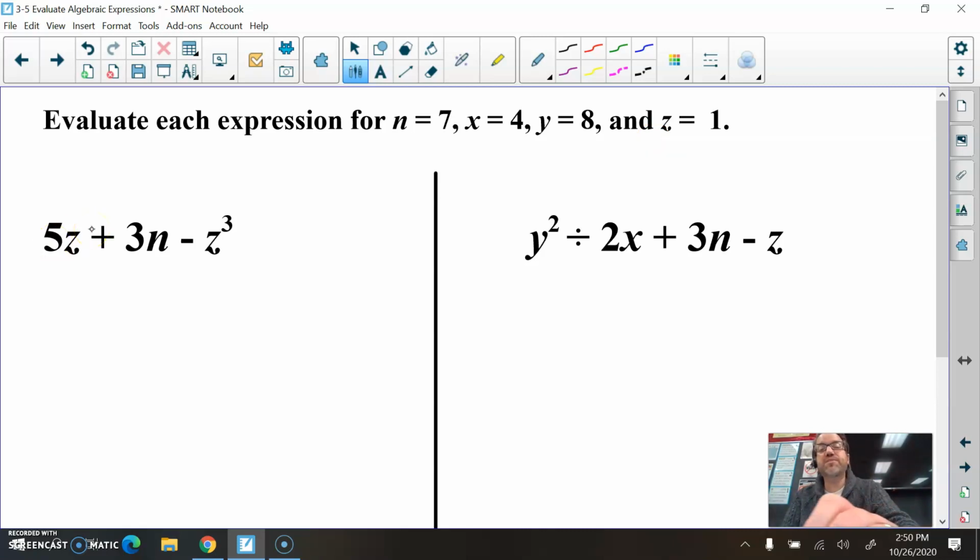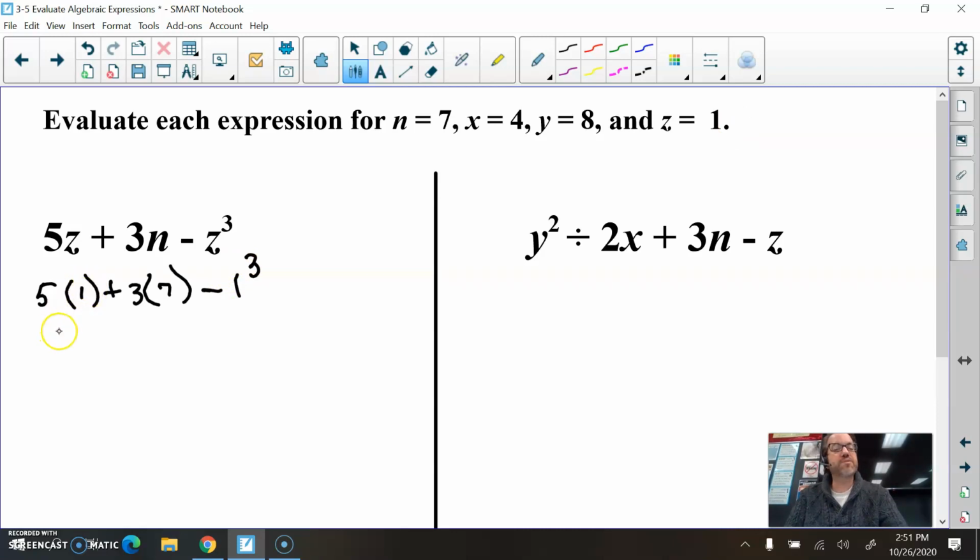5z, that means 5 times 1, z is 1. I'll write that down, 5 times 1, plus 3n, that means 3 times, let's see what n is. N is 7, so we'll substitute 7 in there. Minus z cubed, z is 1. So we have 1 cubed, which means 1 times 1 times 1. All right, so 5 times 1 is 5, plus 3 times 7, that's 21, minus 1 cubed, 1 times 1 times 1 is 1. And now I can just go left to right. 5 plus 21 is 26. 26 minus 1 is 25.